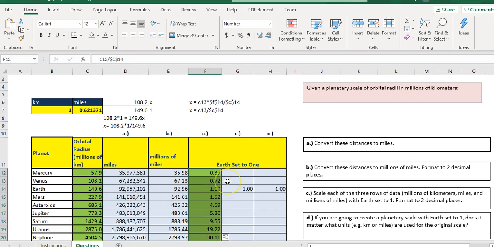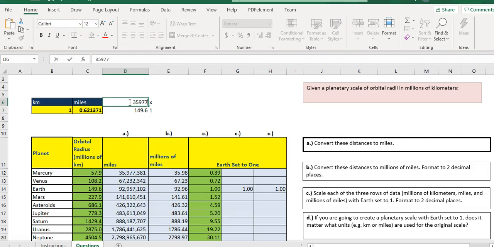Okay, so now we're going to do the same thing, but we're going to do it with these other 2 columns. So what changes up here? Okay, so let me get rid of some of this stuff. So what's going to change is that instead of 108.2, I'm now going to have 35,977,381. And I'm going to have Earth, which is 92,957,102,000.